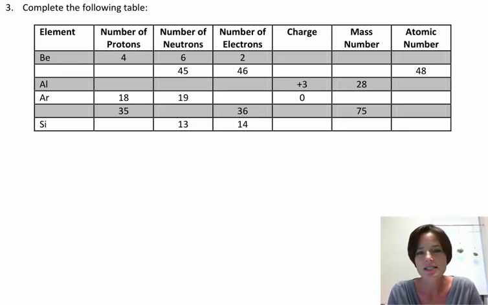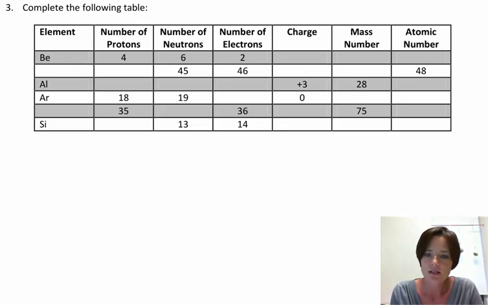Question number 3 is similar to the previous two questions that we've had. So we're given some of the information about each of these atoms and we want to figure out the rest of the information here. So for the first one, we're looking at beryllium here, and we want to figure out the charge, the mass number, and the atomic number. So really kind of looking at it in an opposite way from what we did previously.